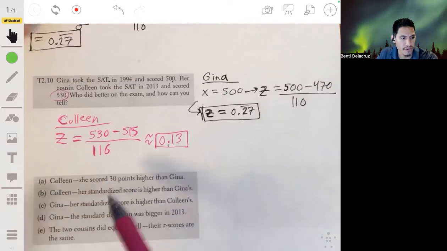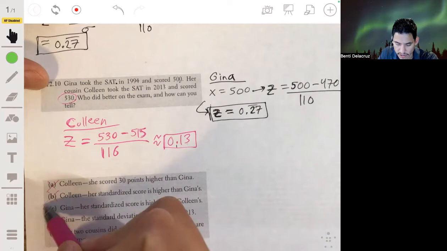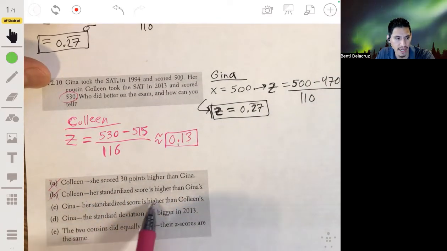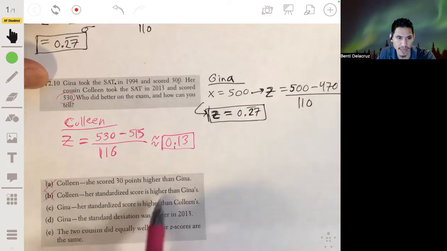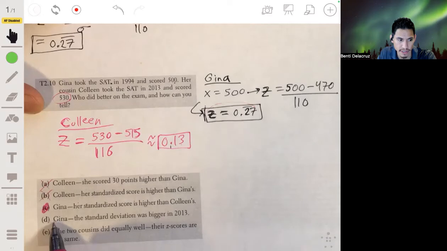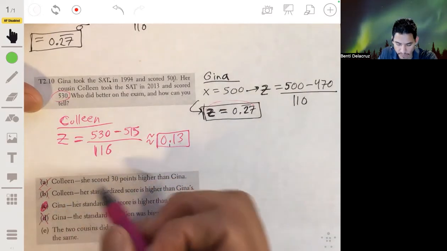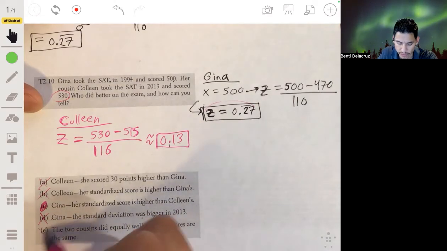So first of all, it's not Colleen, so that's wrong. Since Colleen didn't score higher, those two are wrong. Gina scored higher. Her standardized score is higher than Colleen's, and that's right. This is her standardized score, so it's going to be C. Let's go through D just to make it clear. Gina's standard deviation is bigger, but it's not because of that. The standard deviation doesn't matter. And they did not do equally well. So the answer is C.